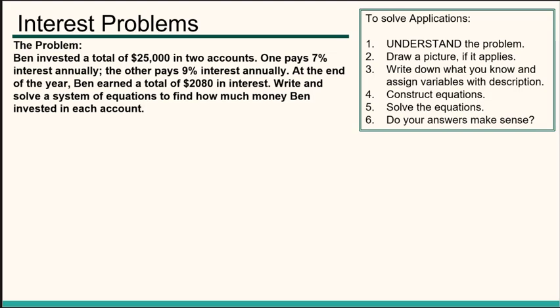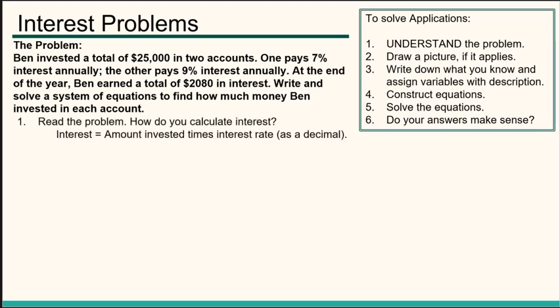The problem: Ben invested a total of $25,000 into two accounts. One pays 7% annually, and the other pays 9% interest annually. At the end of the year, Ben earned a total of $2,080 in interest. Nice. Way to go, Ben. Write and solve a system of equations to find out how much money Ben invested in each account. Read the problem. How do you calculate interest? Interest equals the amount invested times the interest rate, but be sure that interest rate is a decimal.